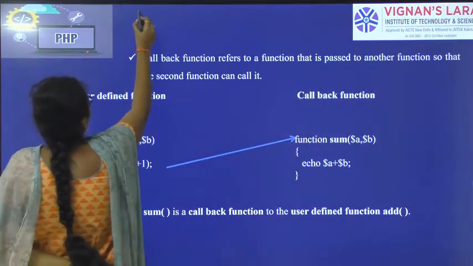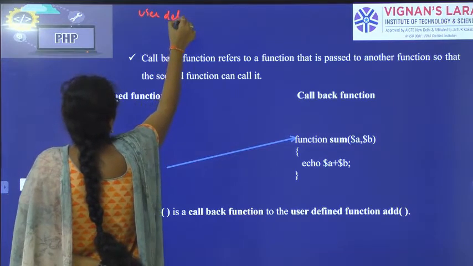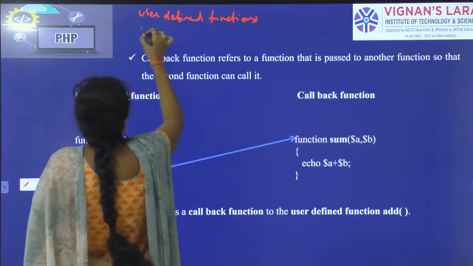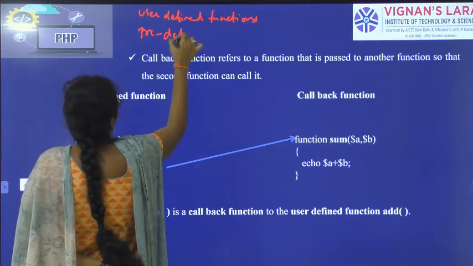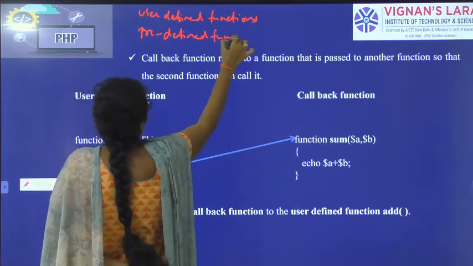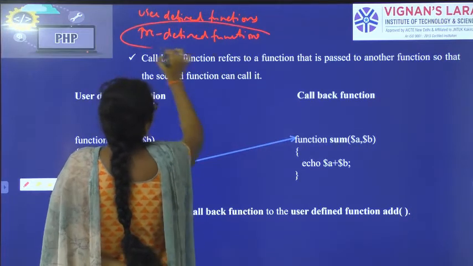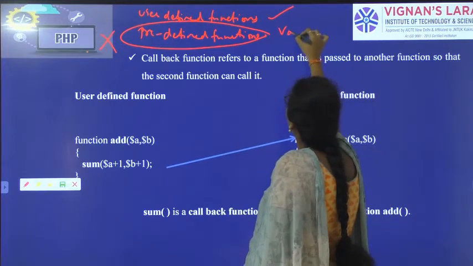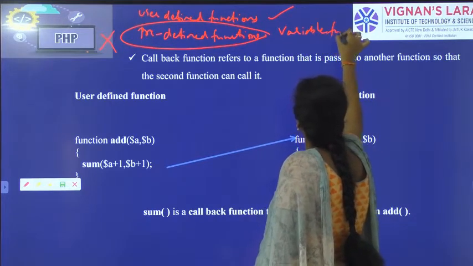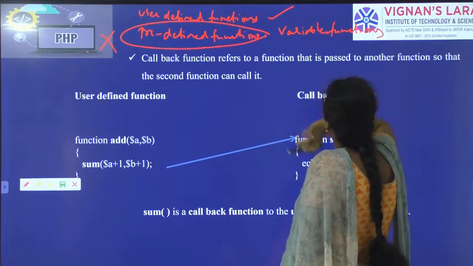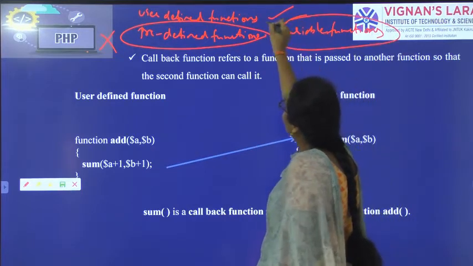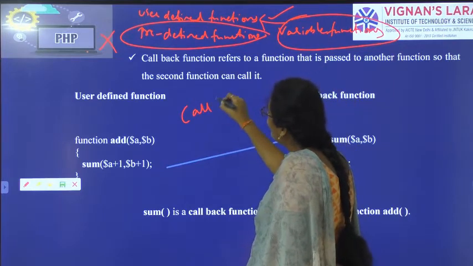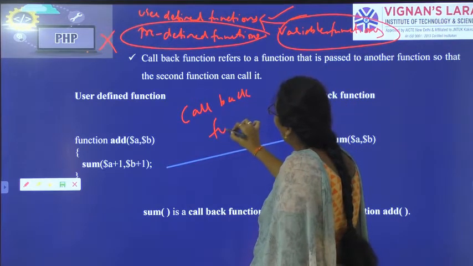So we have user defined functions. We have predefined functions. We don't have any problem with the predefined functions, so leave that. We have user defined functions, and we have variable functions also. We have some issue with these variable functions and user defined functions. Now we have the concept of callback functions.